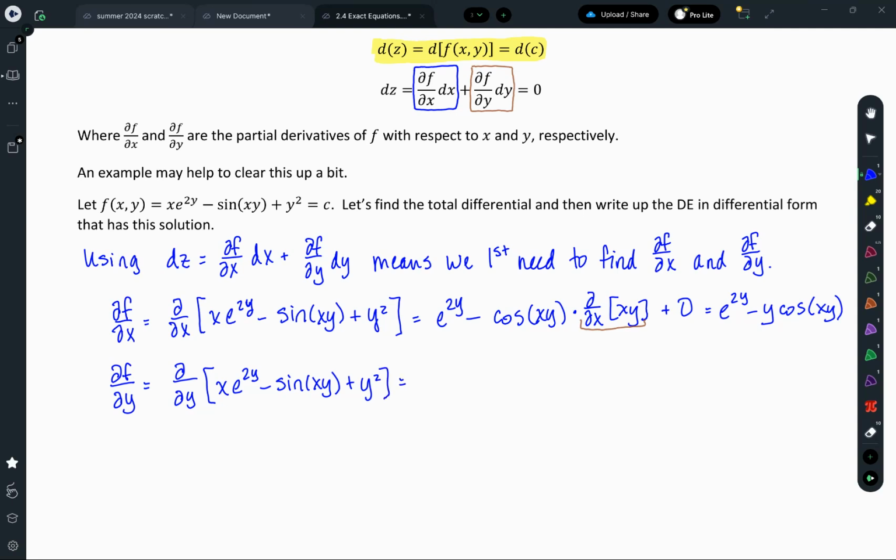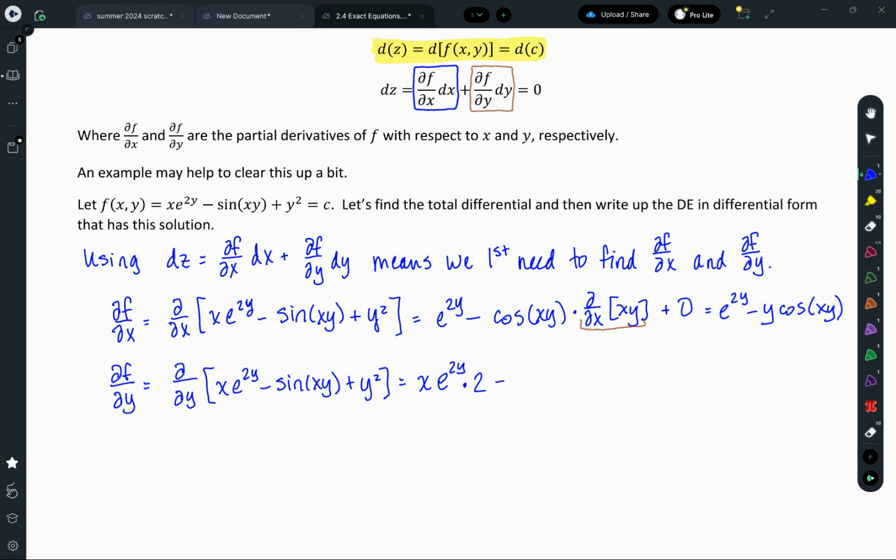The first term, the x e to the 2y, the x is just a constant, right? Again, it's like a 7. And so if we're taking the derivative with respect to y, we're really focusing on the e to the 2y, which the derivative would be e to the 2y times 2. So the x will stay out as a constant, and then we'll take the derivative of e to the 2y, and then the chain rule will say multiply by a 2.